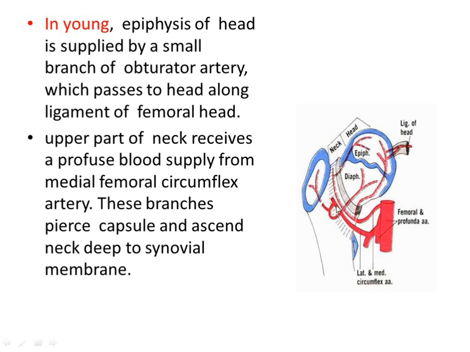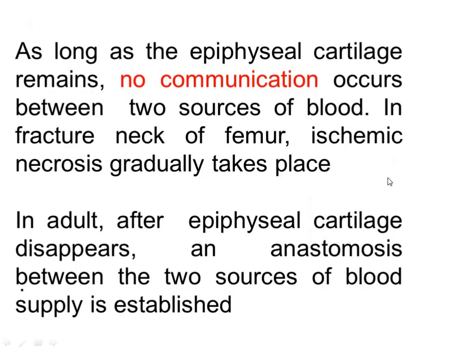The upper part of the neck keeps on receiving profuse blood supply from the trochanteric anastomosis, from the medial circumflex and lateral circumflex arteries, etc. These pierce the capsule and ascend in the neck deep to the synovial membrane. As long as that epiphyseal cartilage, which is non-nervous and non-vascular, remains, especially in young children, there is no communication between the two different sources of blood.